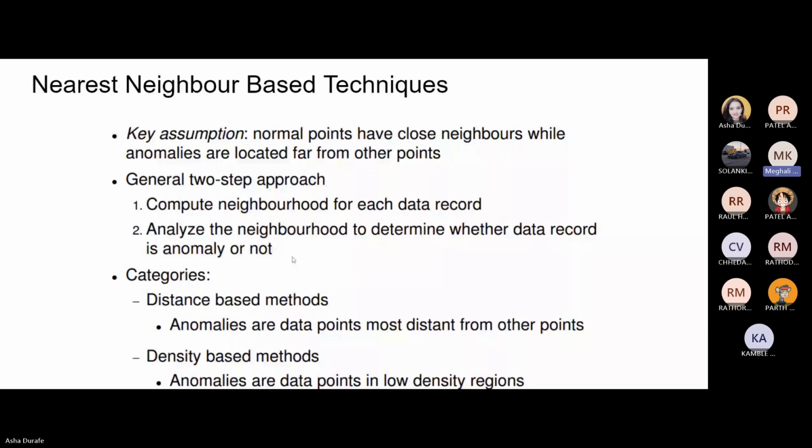So you have two categories in the neighborhood. You have distance-based methods or you have density-based methods. In distance-based methods, the anomalies are the data points which are most distant from the other points. And in density-based methods, the anomalies are the data points in low density regions. So you have to check which kind of detection is there.